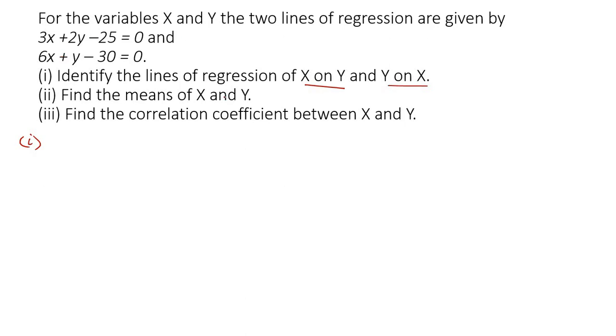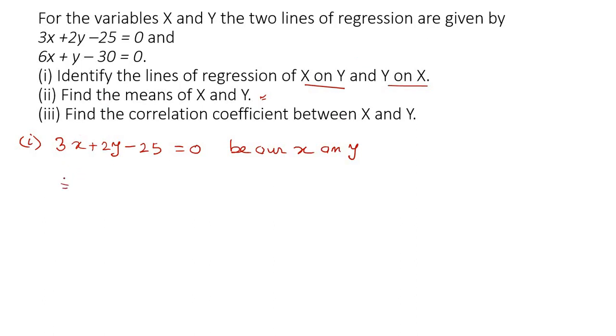So we will solve these two equations to find this. And once we know the lines of regression, then we can find the correlation also. But first, let us identify. Without any loss of generality, let us assume that 3x plus 2y minus 25 equal to 0 is our x on y equation. You may say that it may not be. Yes, it may not be. But in that case, we will get some absurd results in terms of the correlation coefficient. So let us do it and try to find out.